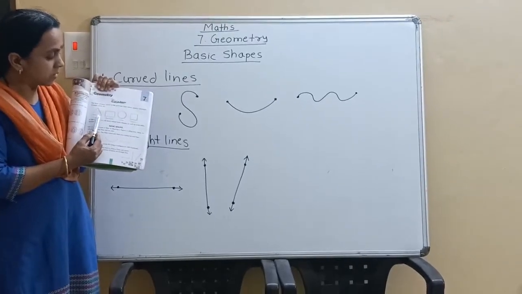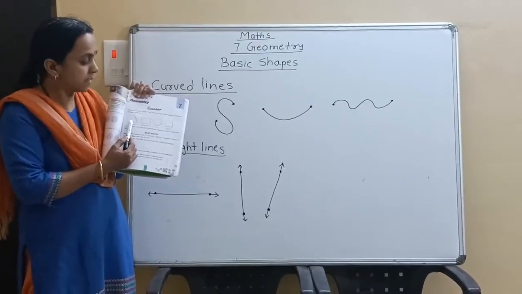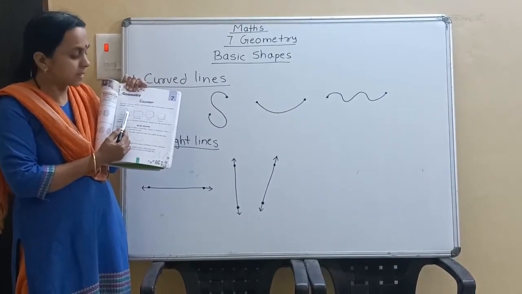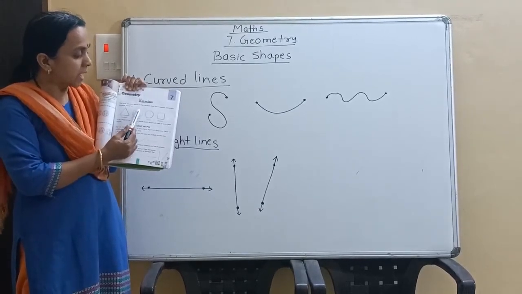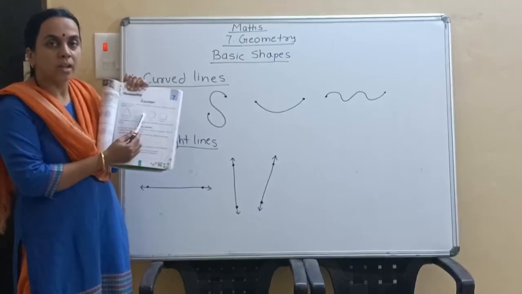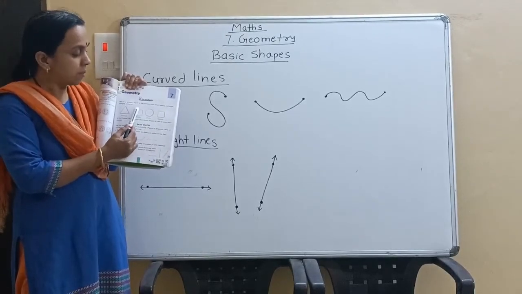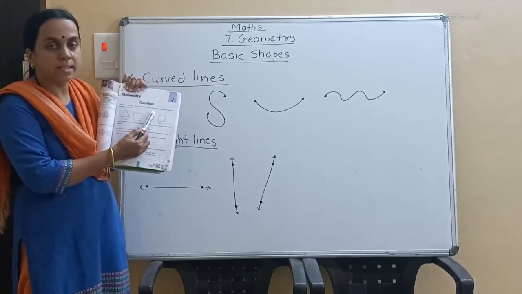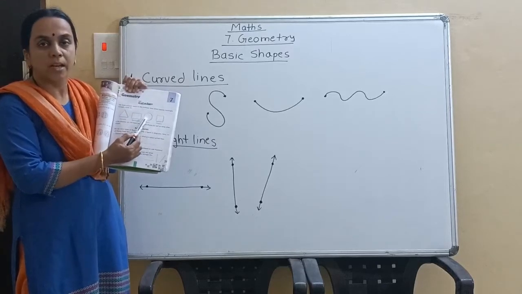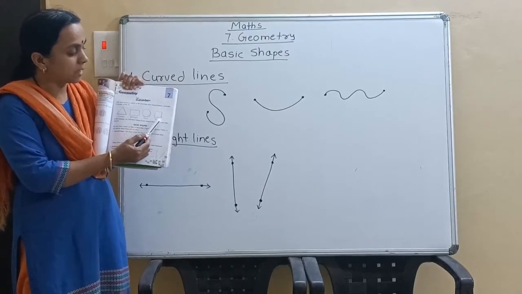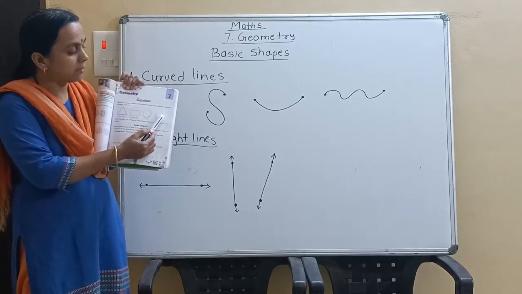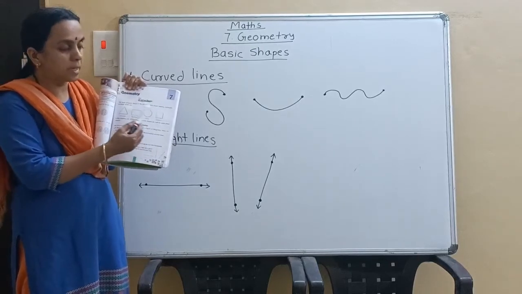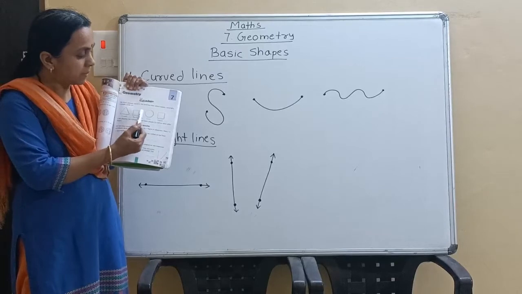A triangle has three sides, equal or unequal, but it has three sides. In a rectangle, opposite sides are equal in length. A circle is very simple, only a single round curve. And a square has all four sides equal. These are the basic properties of these fundamental shapes.